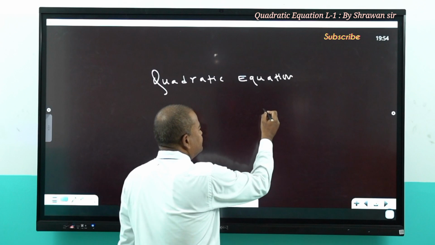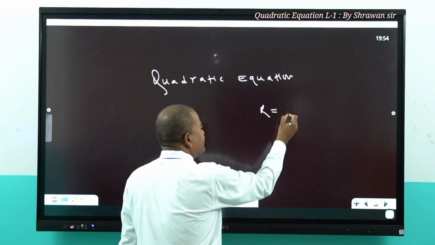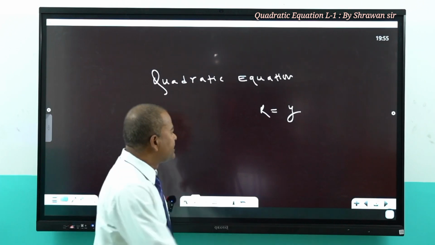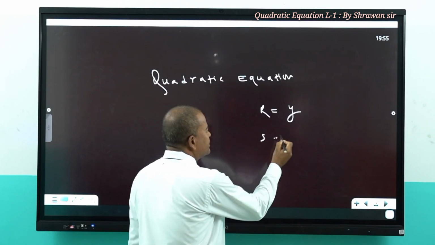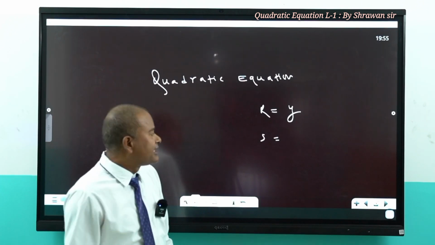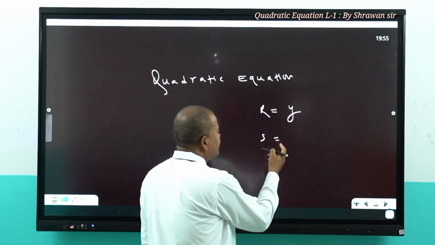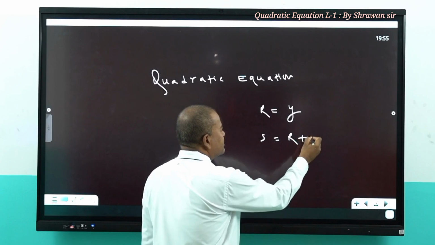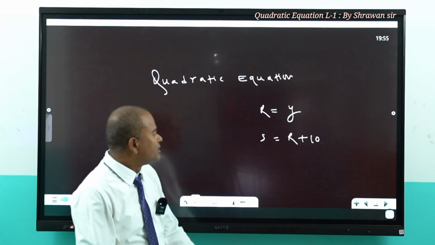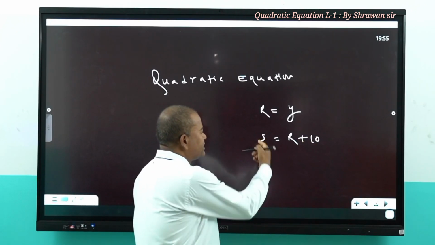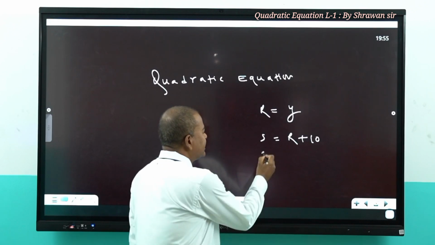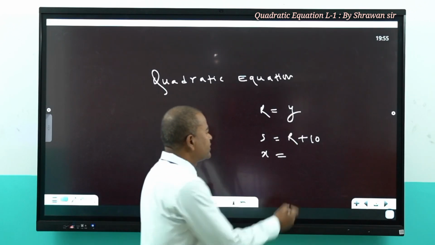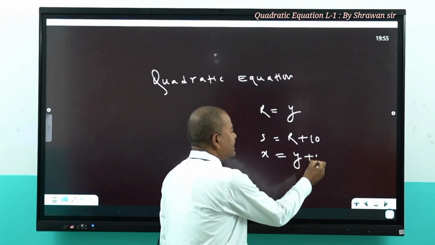So let's suppose the money with Ram is Y, and Sam has got 10 rupees more than Ram. So we can say Sam has got 10 rupees more than Ram. So the money with Sam, let us suppose as X, and the money with Ram is, we have supposed, Y. So X is equal to Y plus 10.